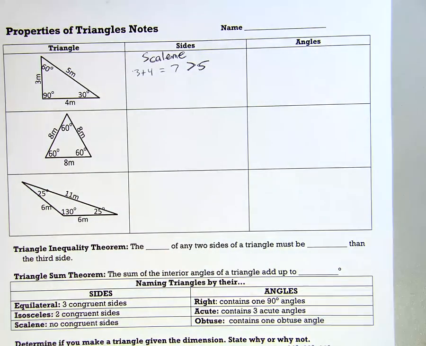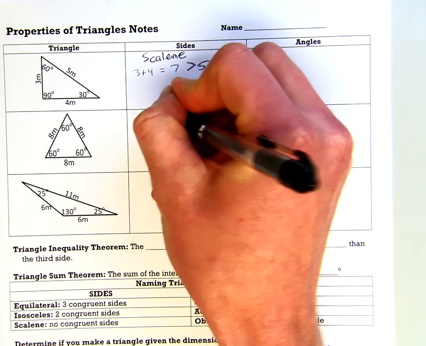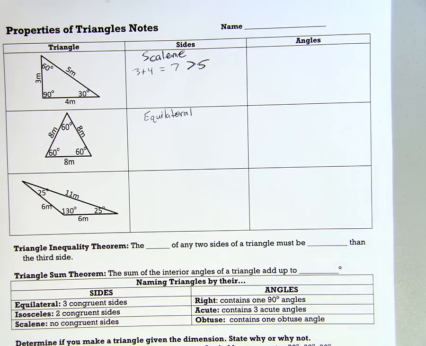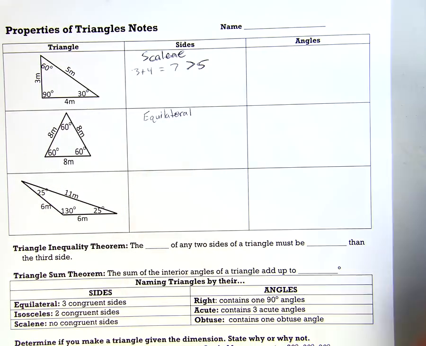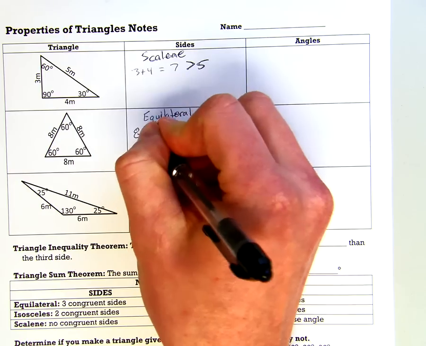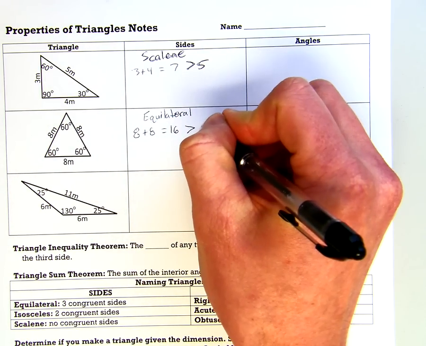Next one, we have 3 sides that are all the same. We call that an equilateral triangle. Okay. We call it an equilateral triangle because the sides are equal. That's where that equilateral comes from. Okay, and so let's do our side test now. We can do 8 plus 8 equals 16, and that is greater than our 8.